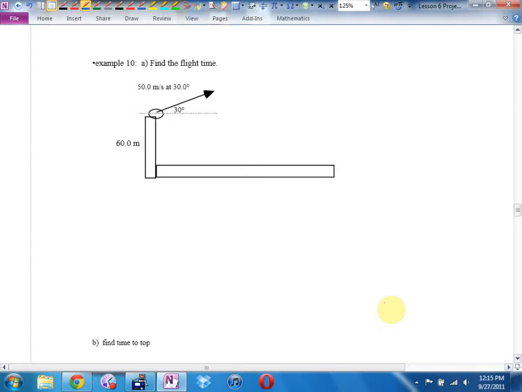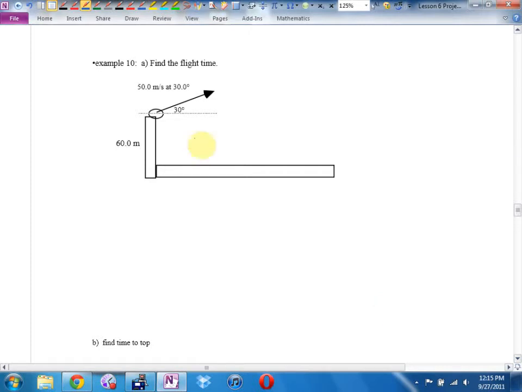Are we off of a cliff? Say yes. Are we at an angle? Say yes. So I cannot use that 50 because it's neither horizontal nor vertical. First thing I have to do is break this up into its components. Now, for me, I find this diagram a little bit small, so I'm going to redraw it. It's really up to you, but I'm big on big diagrams.